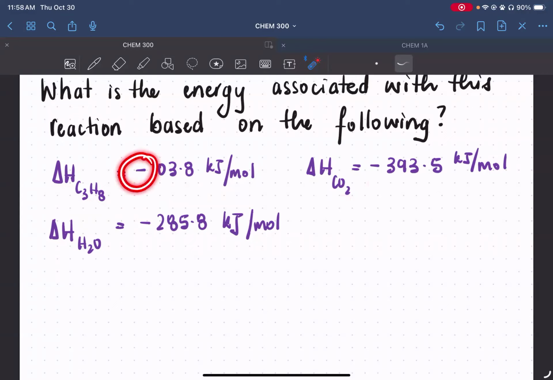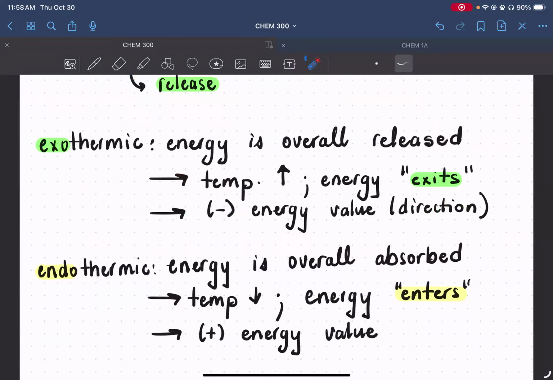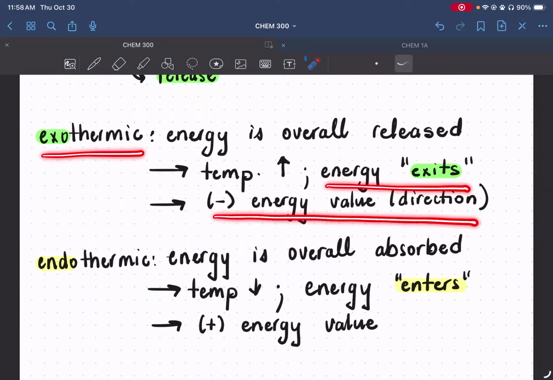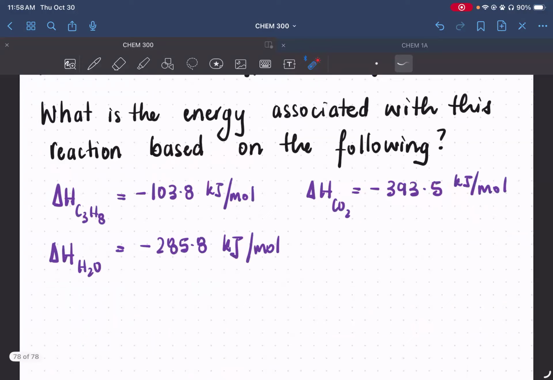The other thing I want you to notice is the fact that I've labeled these as negative. Remember what that negative means. It refers to the exo or endo nature of it all. An exothermic reaction is negative overall. This is a case where energy is overall released, aka exits. So being able to read these energy values or terms is incredibly important, because taking water as an example, what this is saying is that the energy needed to form water overall releases 285.8 kilojoules per mole.